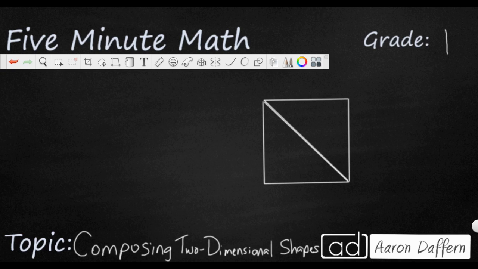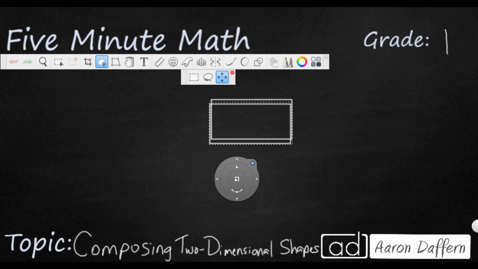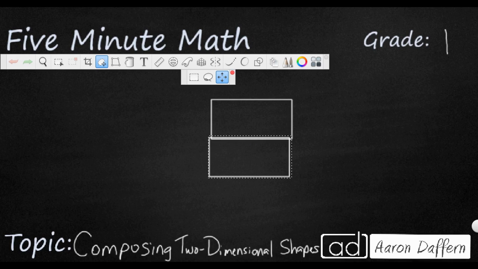Now let's see what we can do with some rectangles. So we end with a rectangle here. I'm going to take my rectangle and I'm going to copy it, and I'm going to move the copy down here below it. And hopefully you will see that if I put these two rectangles together, I'm going to get something pretty special, and it is going to be a square.